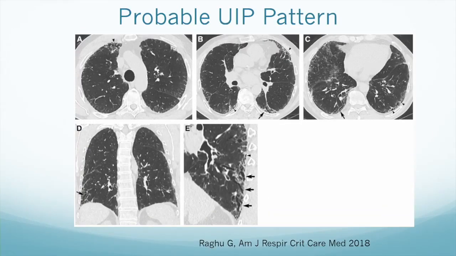Contrast this to a probable UIP pattern. You'll still see more subpleural disease. You'll still see predominantly reticulations. You may see some early honeycombing along the edges, but it's not as distinct as what I showed on the prior slide. So honeycombing, again, will be definite UIP pattern. With a probable UIP pattern, you're just not going to be as confident in making the call for IPF.